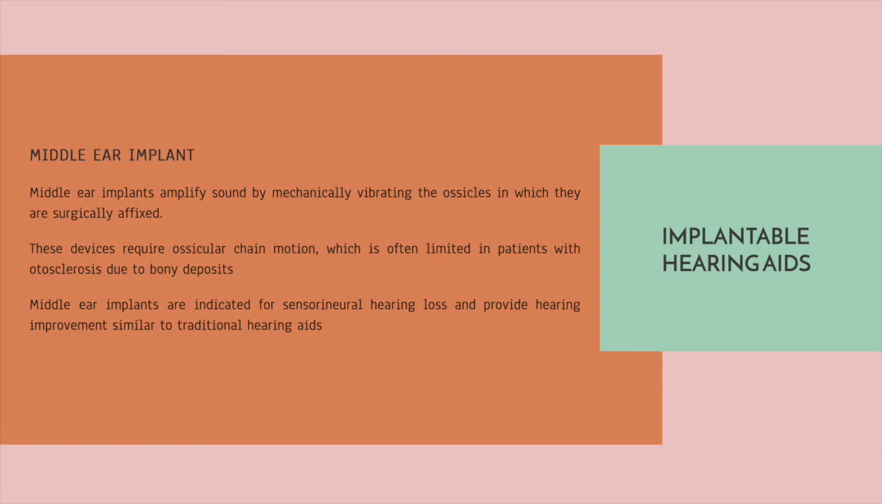The next one is implantable hearing aids. The first one is the middle ear implant. Middle ear implants amplify sounds by mechanically vibrating the ossicles to which they are surgically affixed. These devices require ossicular chain motion, which is often limited in patients with otosclerosis due to bony deposits. Middle ear implants are indicated for sensorineural hearing loss and provide hearing improvement similar to traditional hearing aids.